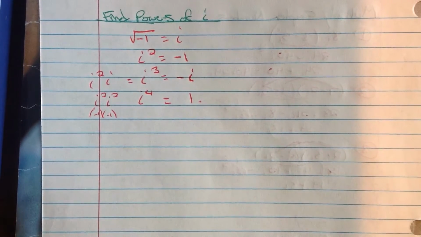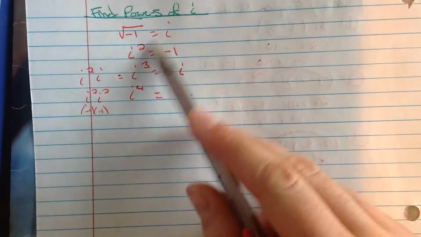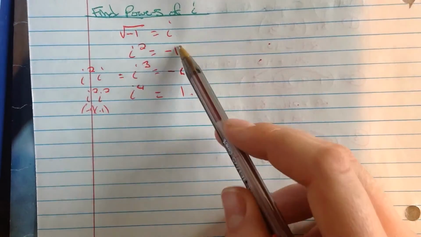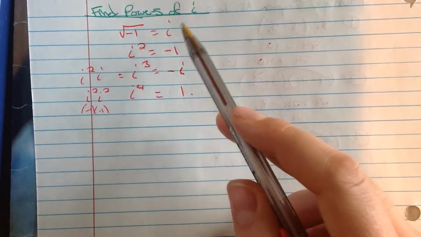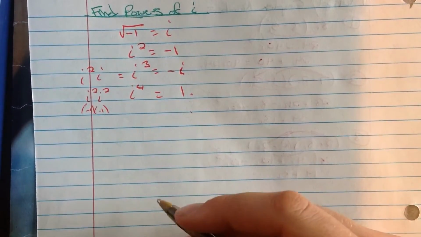And these powers of i go in patterns of 4s. So it would loop back through this. If we went i to the 5th, it would be back here, i to the 6th, i to the 7th, i to the 8th, i to the 9th, i to the 10th, i to the 11th, i to the 12th. So the same pattern continues.